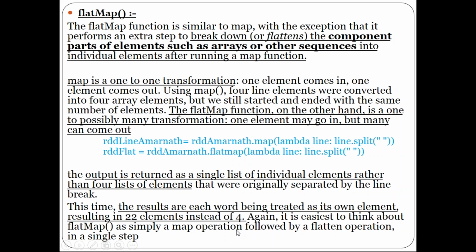Here, if you understand the difference: map, flat map, both are transformations applied on an RDD. The syntax is the same: lambda line: line.split. Anonymous function lambda, variable line, and you are applying it on each element as a line and splitting it by comma. That is the difference between map and flat map.